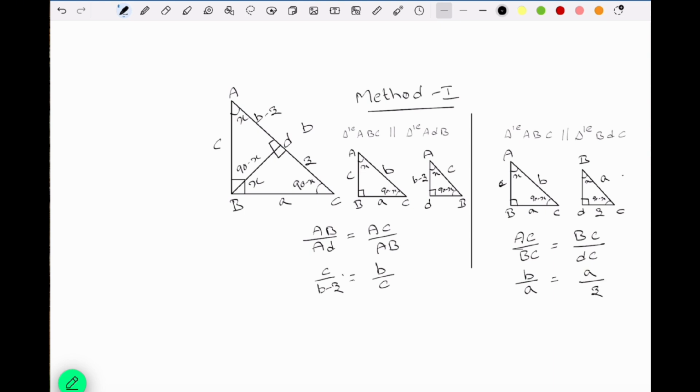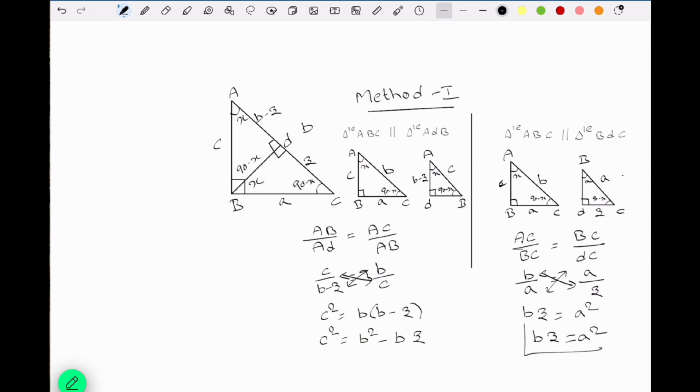If we cross multiply on both these equations, we will get C square is equal to B times B minus Z. In this one, we will get BZ is equal to A square. C square is equal to B square minus BZ. Here we get BZ is equal to A square, right? We can substitute this BZ in this equation. We will get C square is equal to B square minus A square.